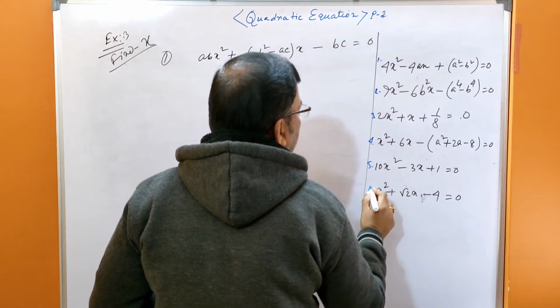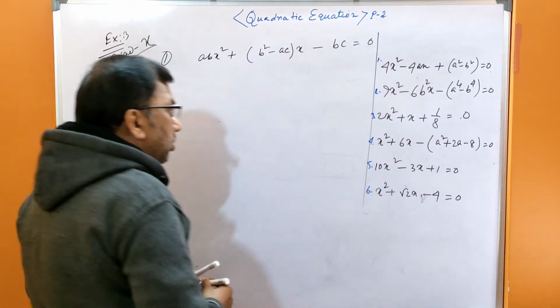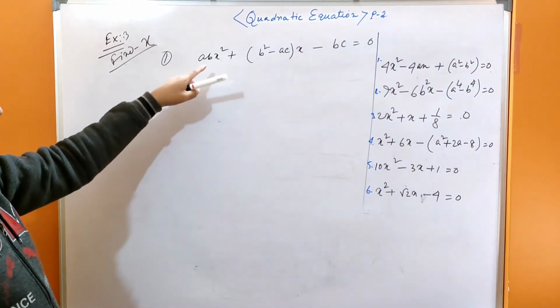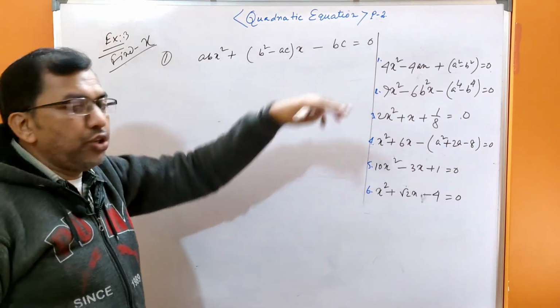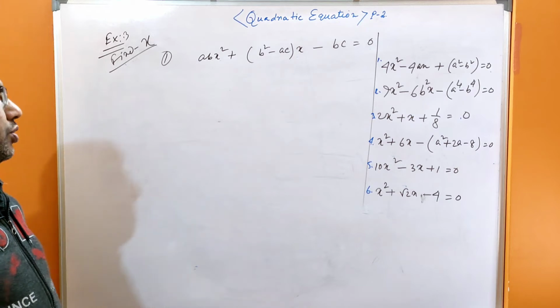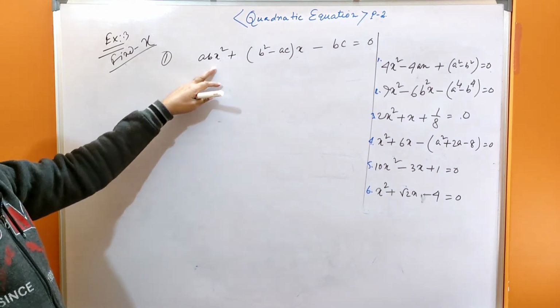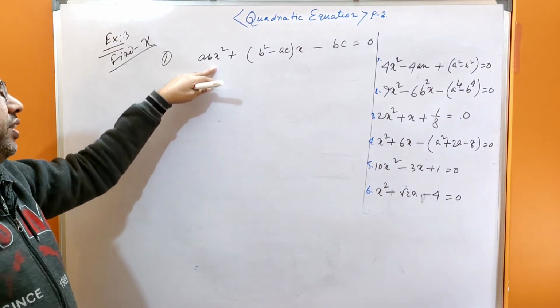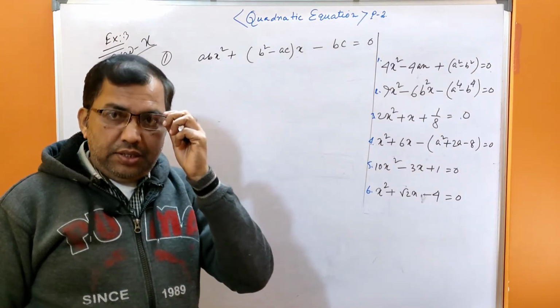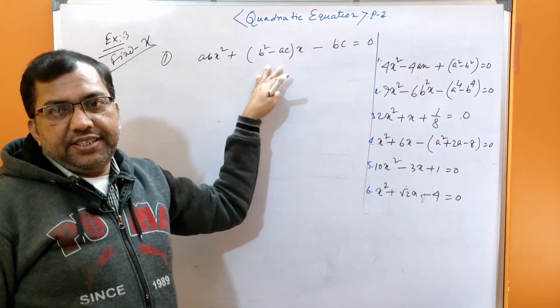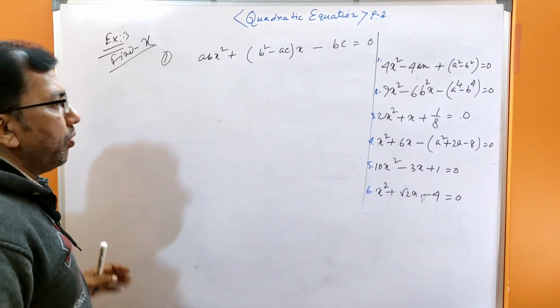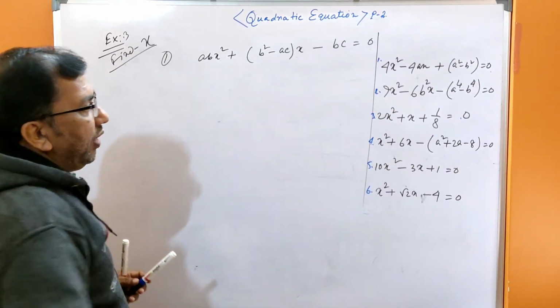Now, next example. Let's say I am giving some problems. Another problem is this: AB x square plus b square minus AC x minus b equals 0. What is the question out there? Main question, find x. You have to find out the value of x using quadratic formula.